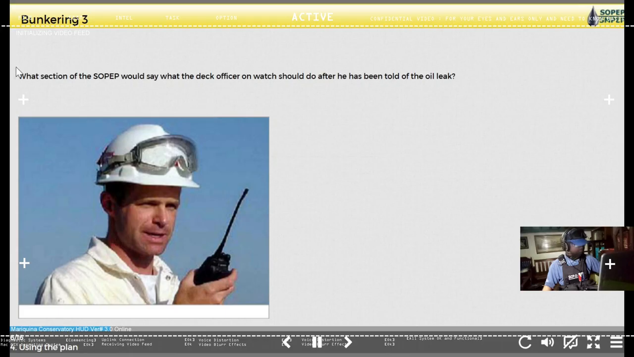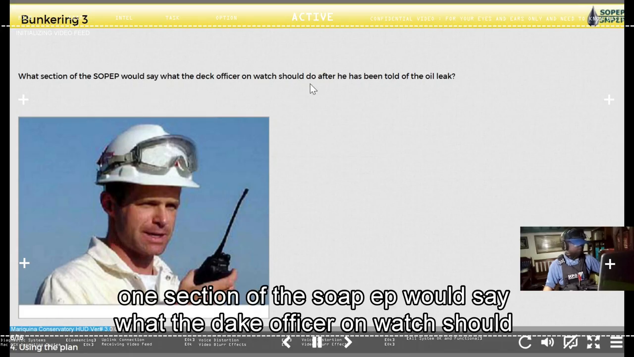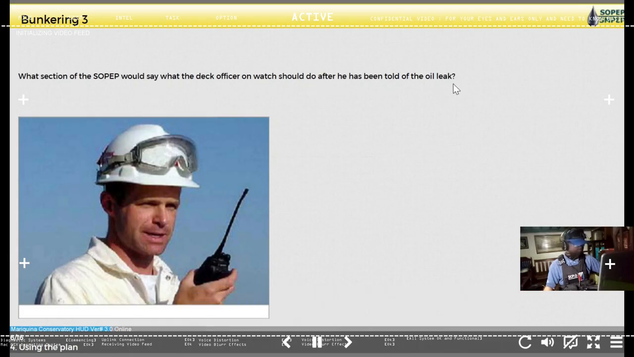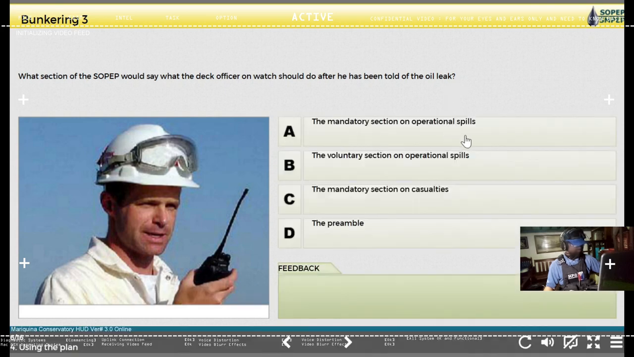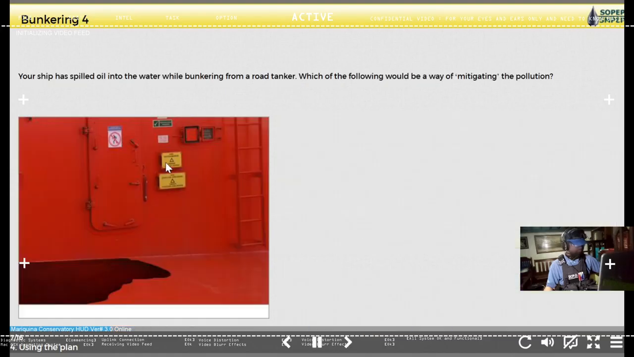What section of the SOPEP would say what the deck officer on watch should do after he has been told of the oil leak? I'm not sure. Maybe mandatory. Okay, we're good with that.